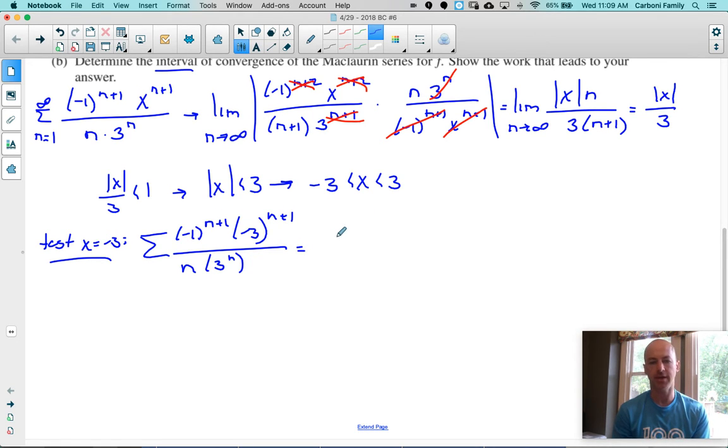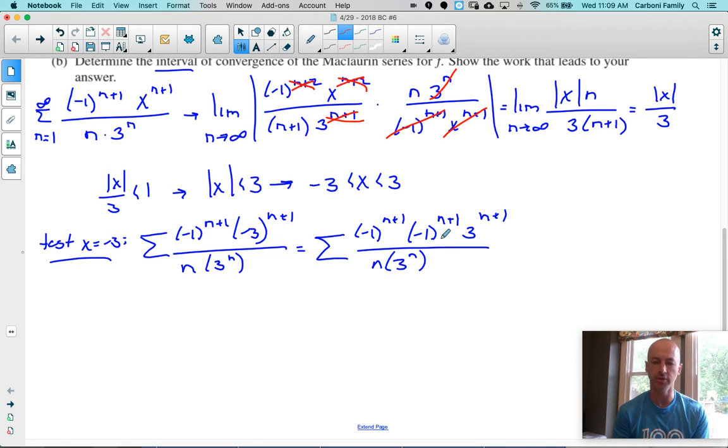So the -1 to the n plus 1, I'll just leave like that. I have another -1 to the n plus 1, and then a 3 to the n plus 1. I wanted to separate out the negative and the 3. In the denominator, I have that n times 3 to the n.